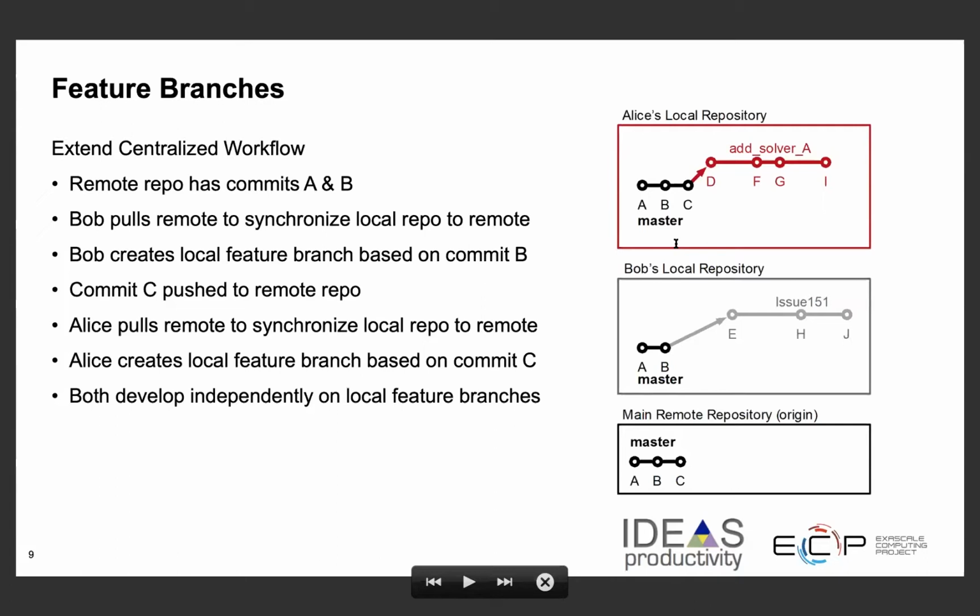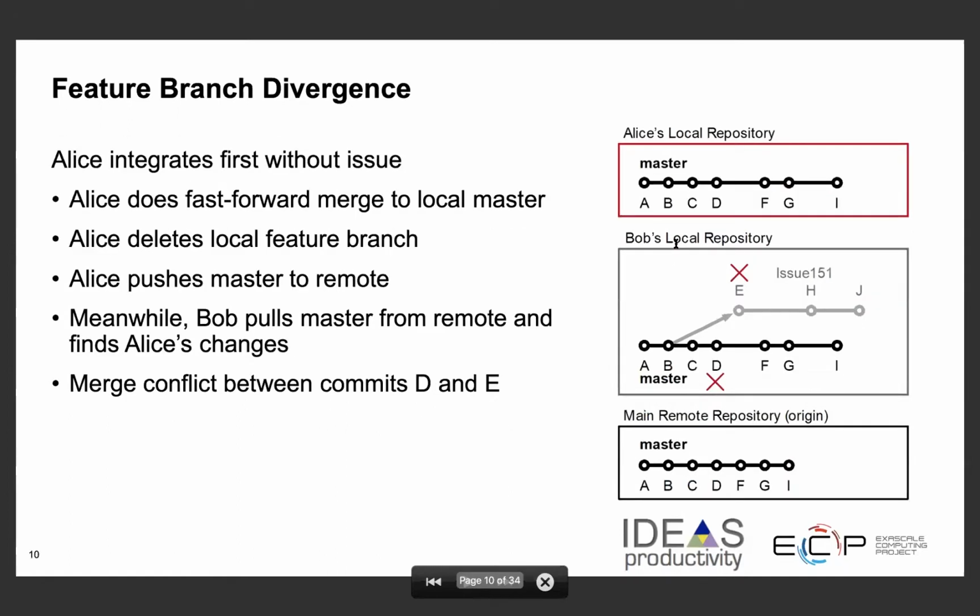They create their branches at different times. So Alice is working on commit version C in the master. Bob is working on commit B of the master, and Alice makes changes D, E, F, G, I on her branch. Bob is doing something else, like E, H, J changes on his branch. The main repo, on the other hand, is still snapshotted at A, B, C. So this is showing how different people can work independently in their own local environment.